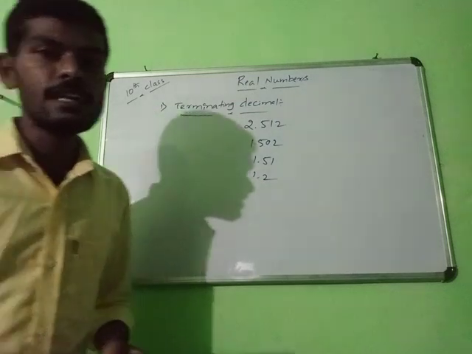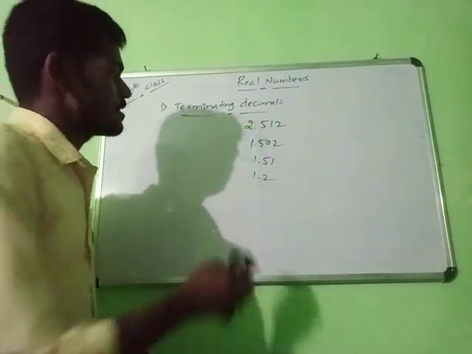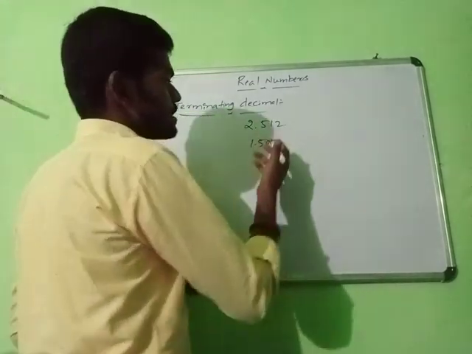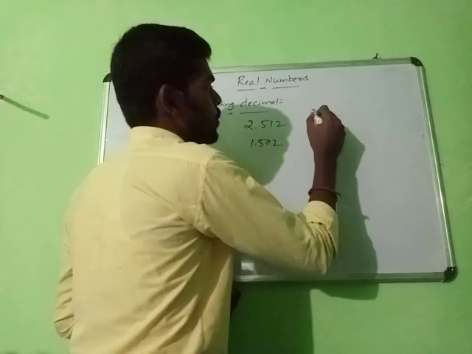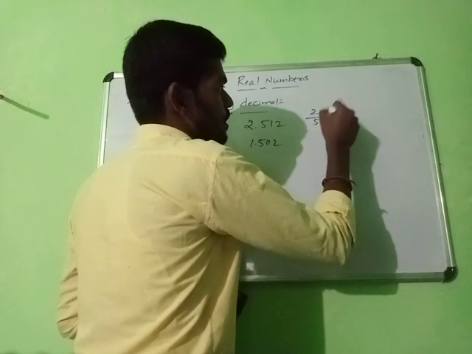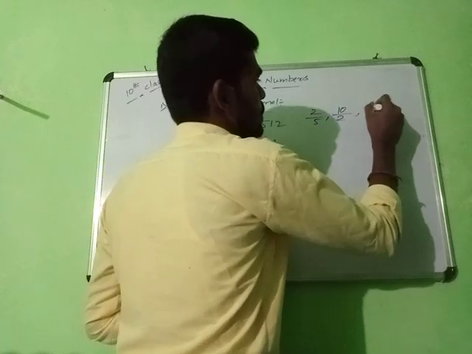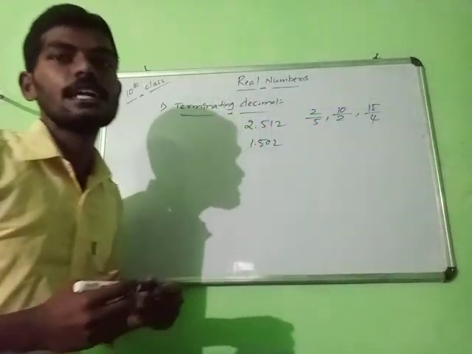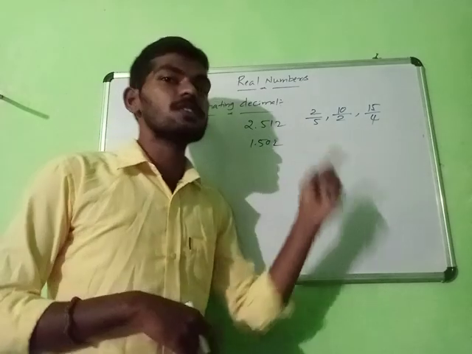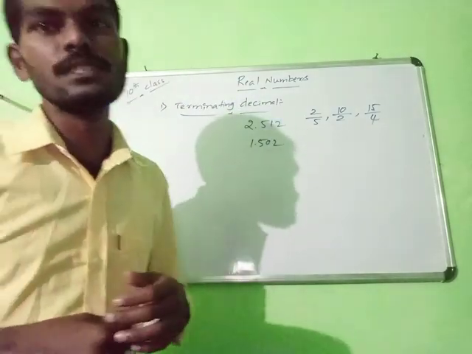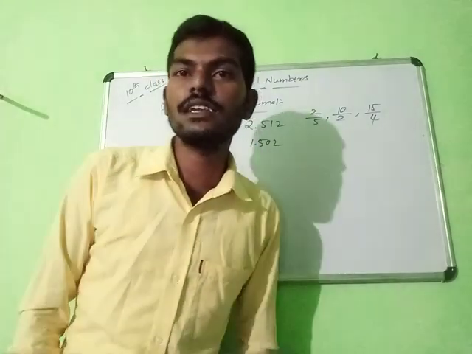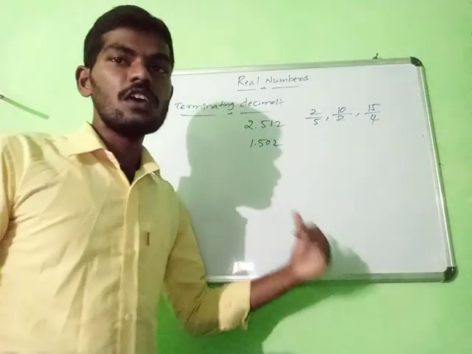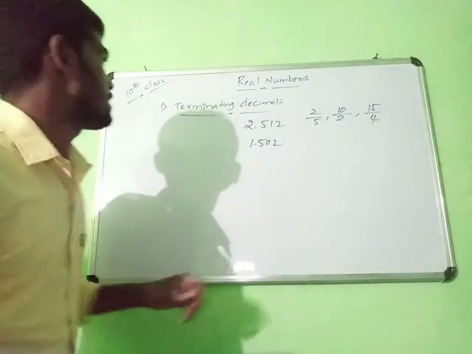And the next one is non-terminating and repeating decimal numbers. Examples like this. And also in p by q form, 2 by 5, 10 by 2, 15 by 4, like this all are terminating decimal numbers. Take the division method. 2 by 5 means how much will come? 0.4. 10 by 2 means 5. Like this, find this one also. Compulsorily, all are terminating decimal numbers only. Now, what are non-terminating decimal numbers?